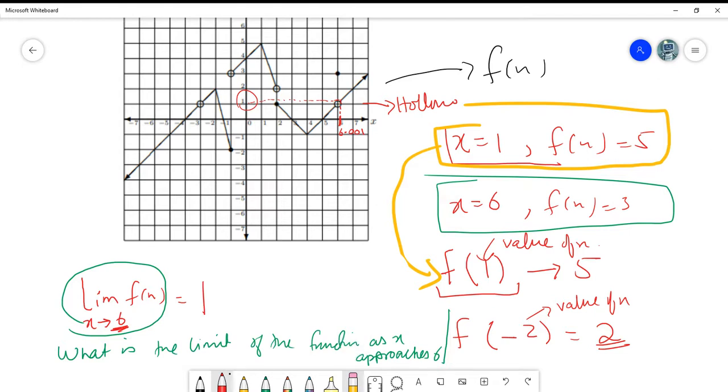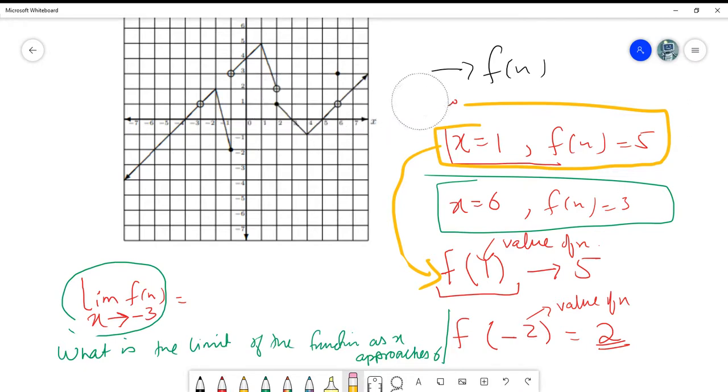I repeat, when you're talking about limits, you don't look at the exact x value. You look at one value which is slightly to the left of that x stated value and one value to the right. This can only be further clarified if we look at more examples. So, let me change the question and let me ask you, what is the limit of f of x as x approaches, let's say, minus 3?